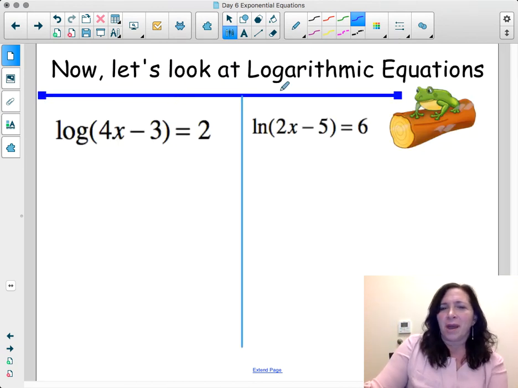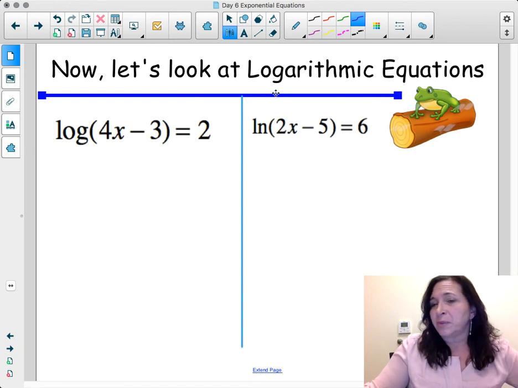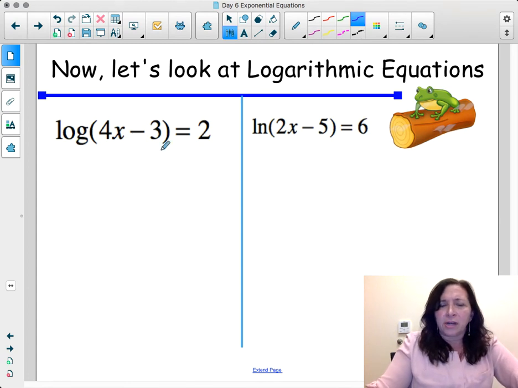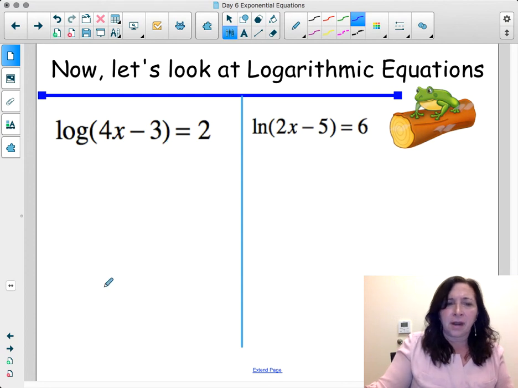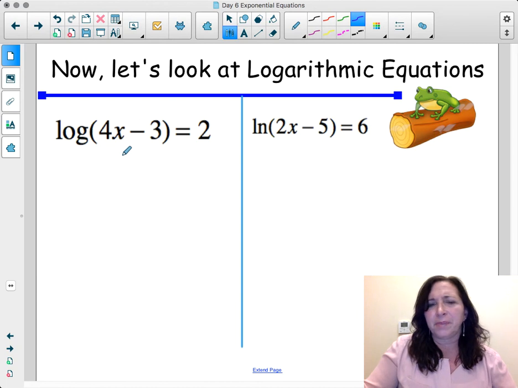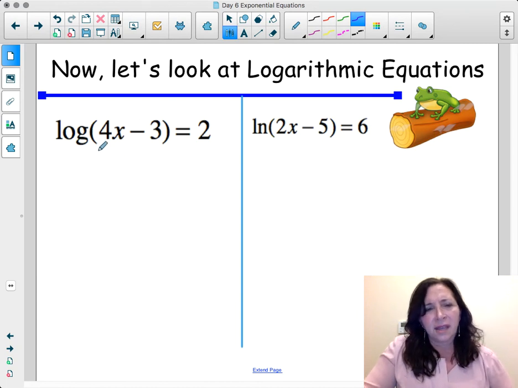So we're going to talk about not exponential equations, but logarithmic equations. There's this problem right here, and a lot of students will look at this and say, what do I do? I don't know what to do. And I always tell my students to ask themselves, well, what's the base? In this problem, the base is 10.